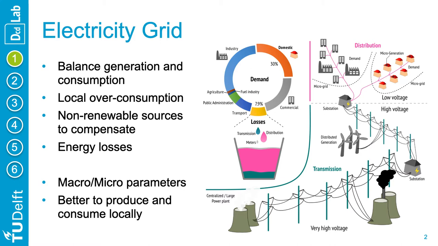We can see on the left diagram that domestic consumption represents 30% of the overall electricity consumption. It is quite a significant slice of the pie. We also note that transmission and distribution represent most of the electricity losses. So these are two indicators that households can play a significant role in the electricity balance.